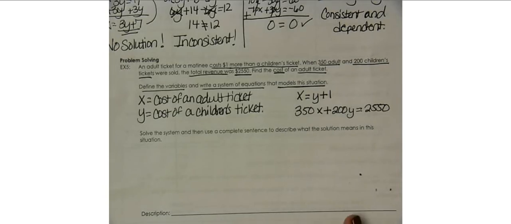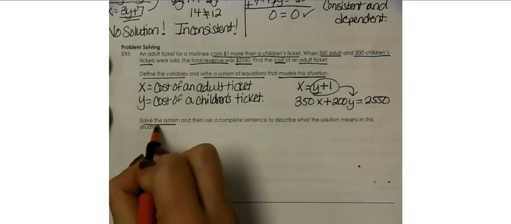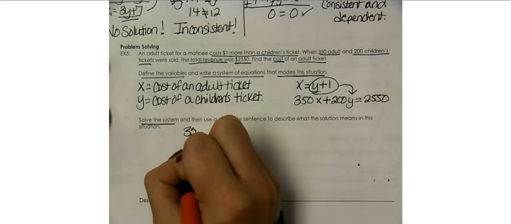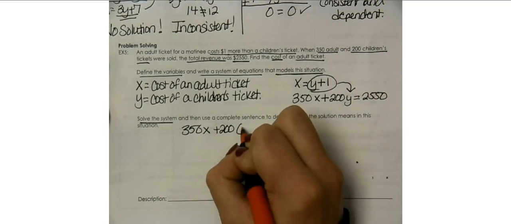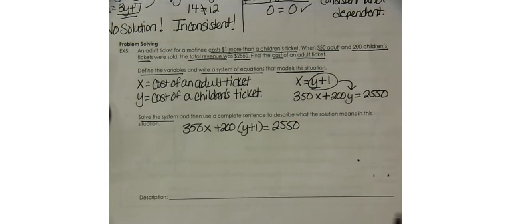I have two separate equations. And what's nice is that I already know what x is going to equal. So I'm going to use the substitution method, and I'm going to substitute y plus 1 for x into the second equation. So I'm going to solve the system, and then I'm going to use a complete sentence to describe what the solution means in this situation. So I'm going to write 350x plus 200 times y plus 1. That's going to equal $2,550.